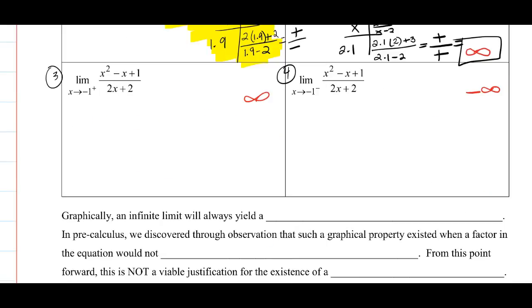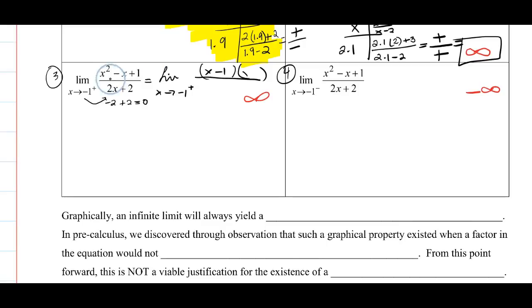Same page, but number 3. We have a new function here, x squared minus x plus 1 over 2x plus 2. And I go ahead and check. If I evaluate at negative 1, I get negative 2 plus 2 is 0. So this function is undefined. I want to see if I can find the limit now by factoring and canceling. So I take the limit as x approaches negative 1 from the right.